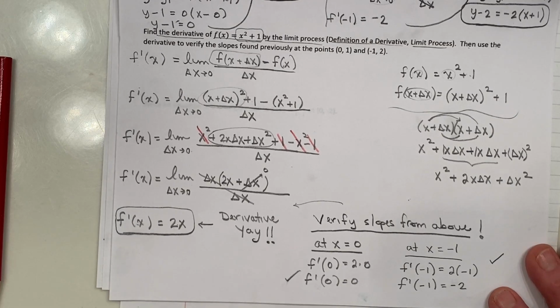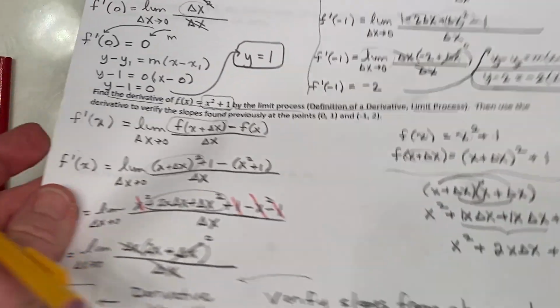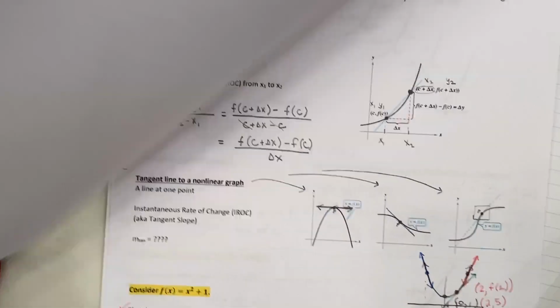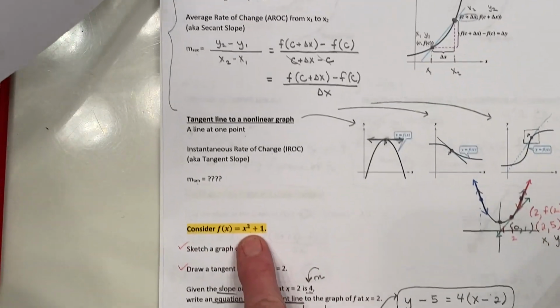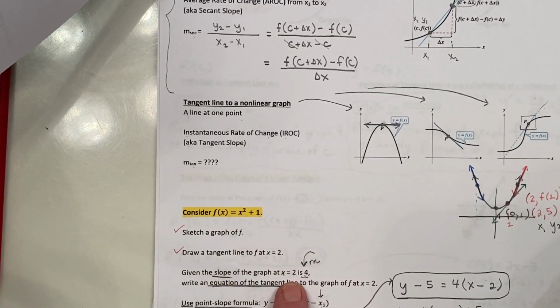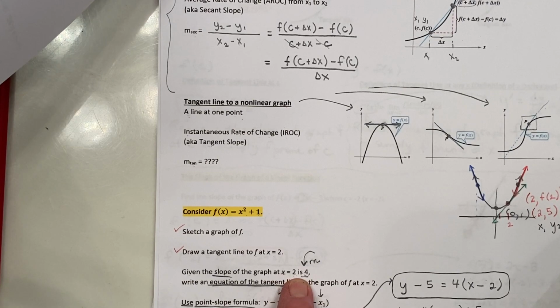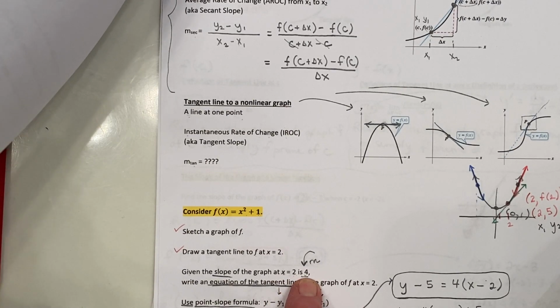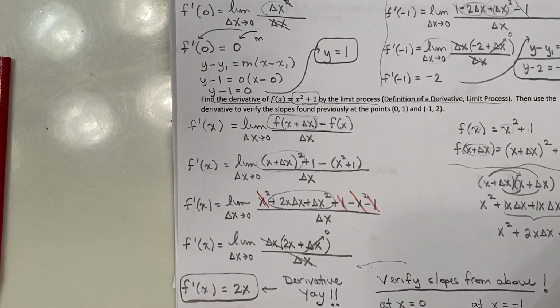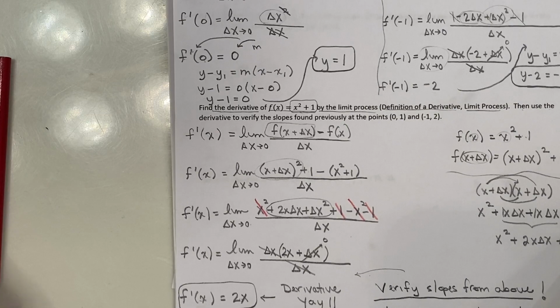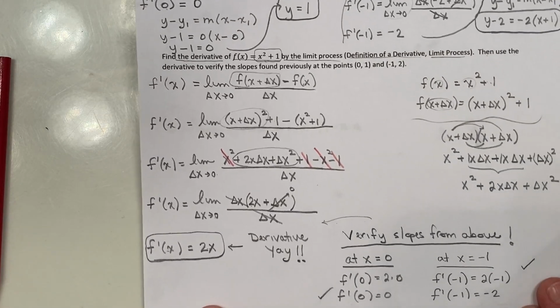Also, you might have forgotten, but on the front page, when we were doing the exploration, I was still working with the same function, x squared plus 1, and you were given that the slope at x equals 2 is 4. So if we plug in 2 for this x and 2 for that x, f prime at 2 would be 4. So we found the derivative correctly.